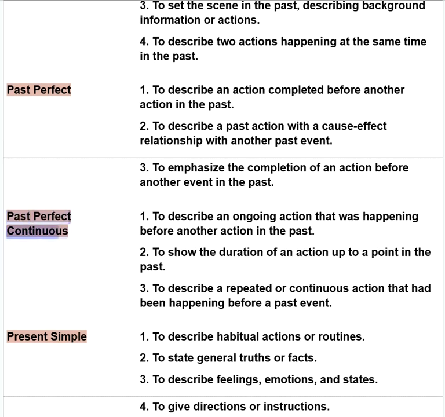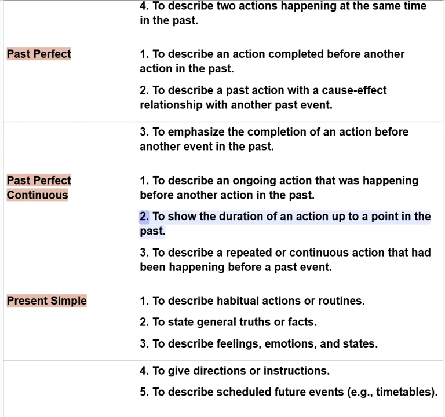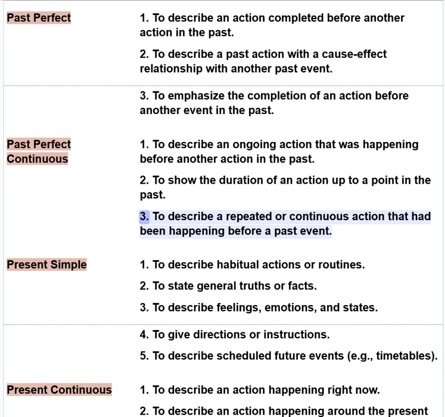Past perfect continuous. 1. To describe an ongoing action that was happening before another action in the past. 2. To show the duration of an action up to a point in the past. 3. To describe a repeated or continuous action that had been happening before a past event.